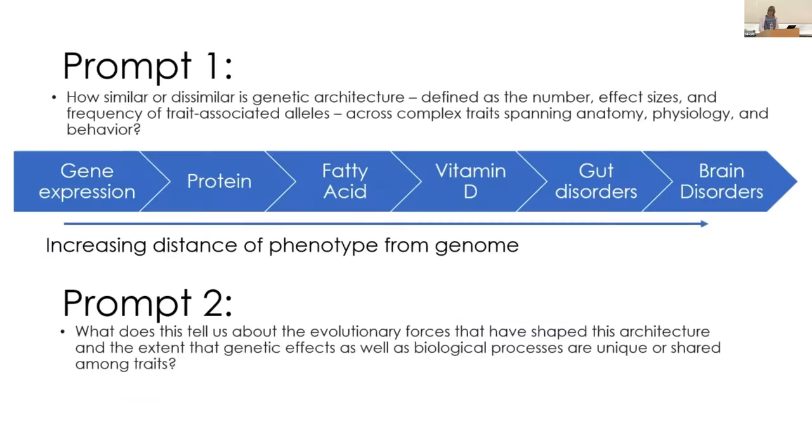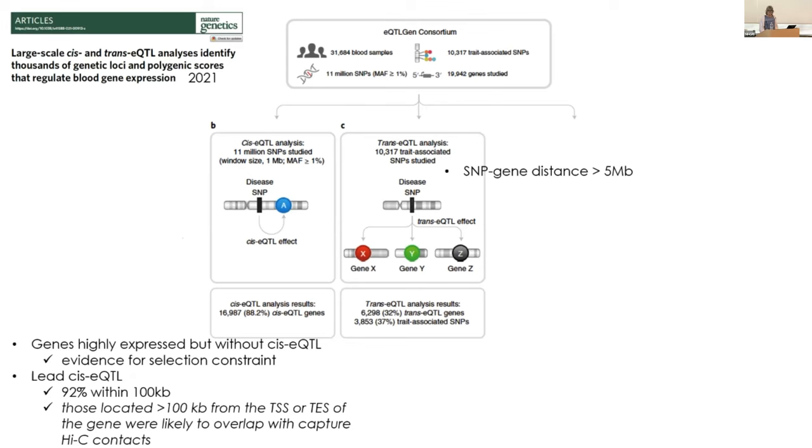So essentially we had two prompts. One was about genetic architecture examples, and one was about evolutionary processes. And so I'm going to start by looking at genetic architectures, essentially increasing in complexity in the types of phenotypes. So I'm going to start with the eQTLGen paper.